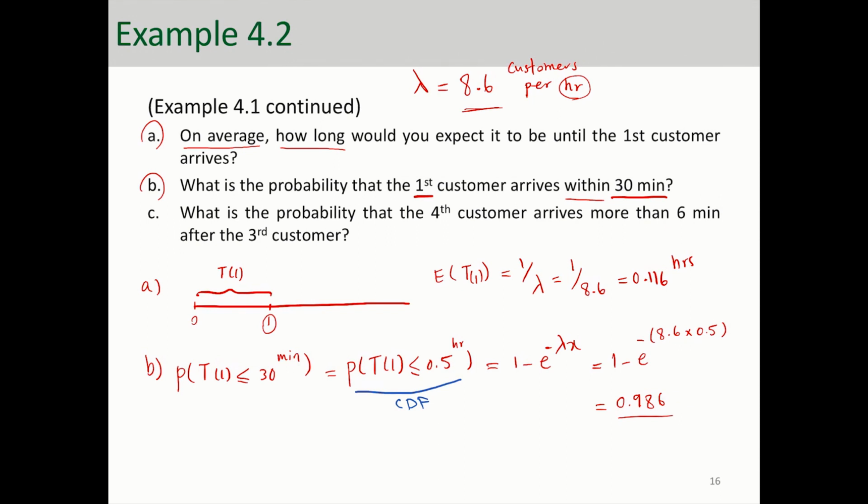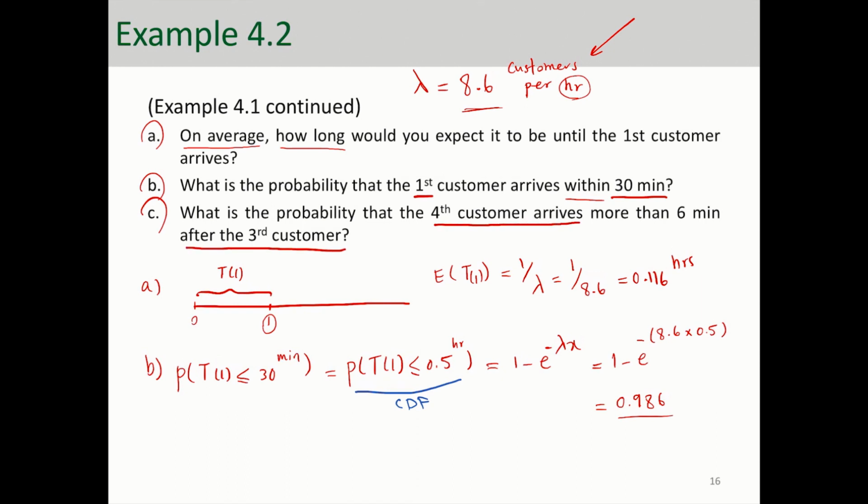And again, make sure your answer makes sense. In this case, we're talking about a Poisson process with an arrival rate of 8.6 customers per hour. So there should be a really good chance of seeing at least one customer within 30 minutes. What is the probability that the fourth customer arrives more than 6 minutes after the third customer? So here again, we're talking about inter-arrival time. Fourth customer arrives more than 6 minutes after third customer.